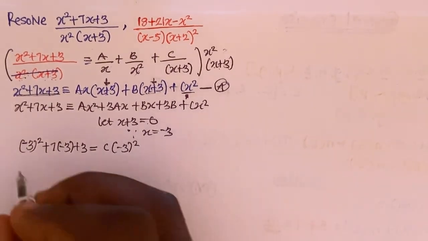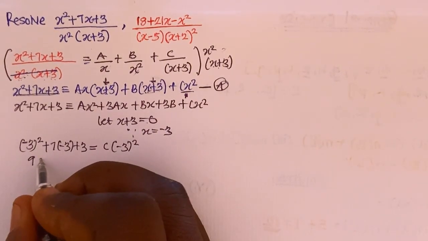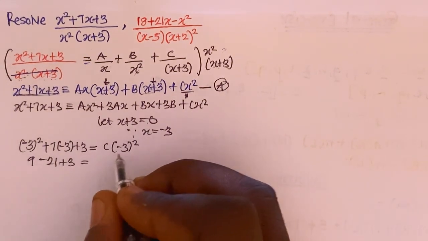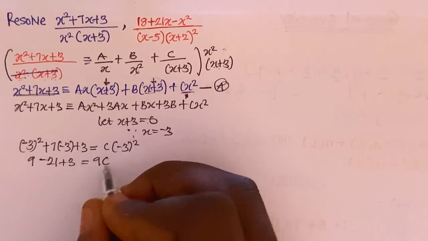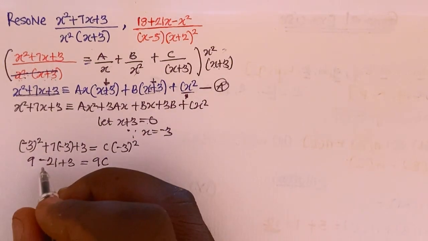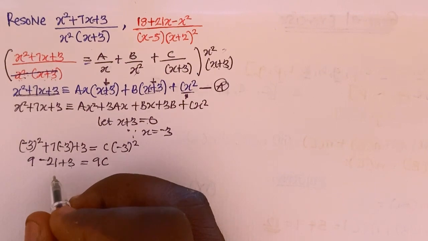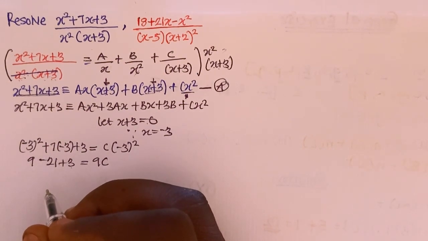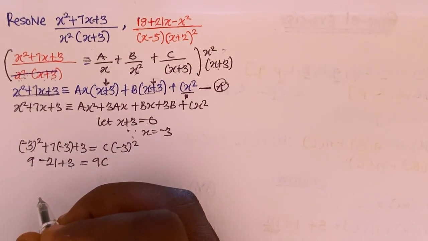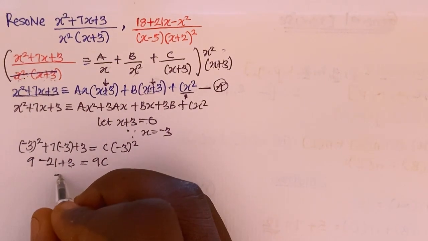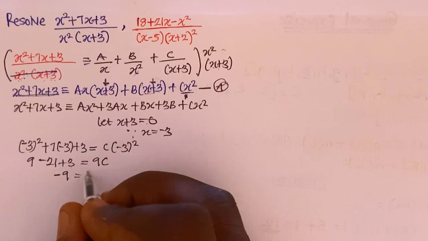So here I'm going to have minus 3 squared, which is actually 9, minus 21, right? Then plus 3, which is equal to 9c. If you look at this very well, this is actually 12, minus 21, which should give minus 21 plus 12. Minus 21 plus 12, I should be having, that's actually minus 9, exactly, which is equal to 9c.